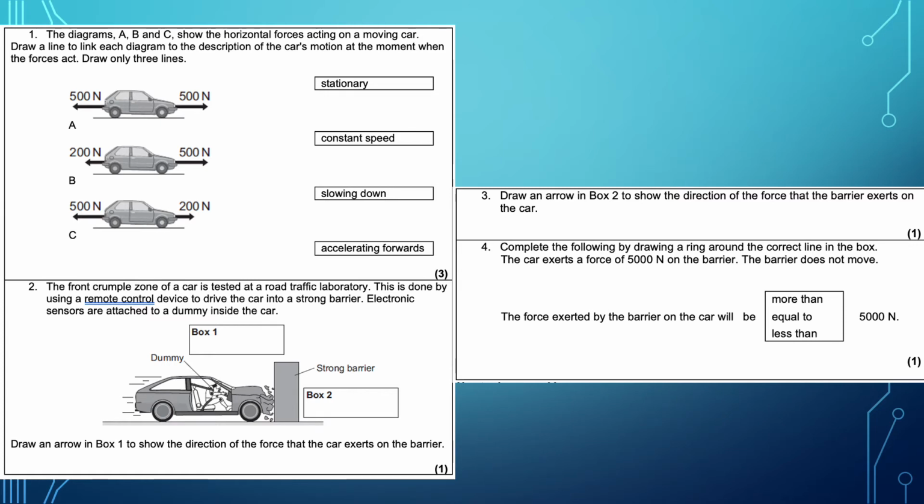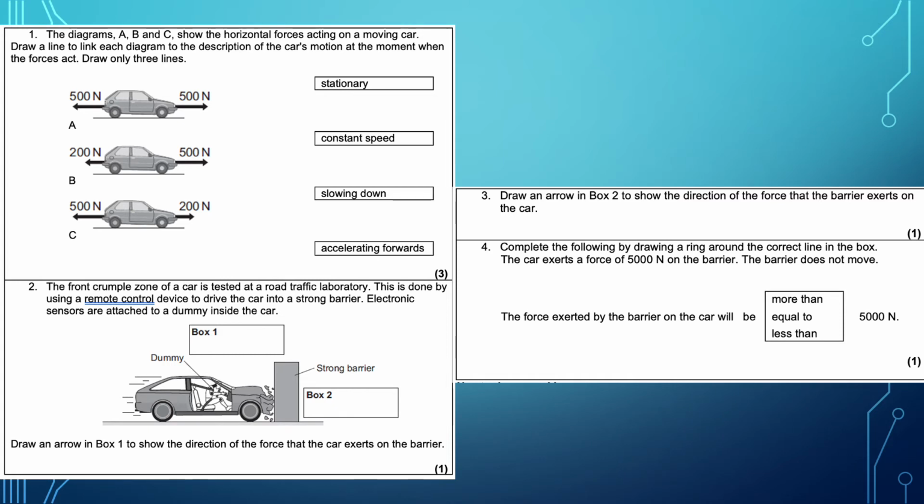So let's go down the questions here. A, you have 500 newtons going forward and backwards. So is this at rest? Is it constant speed, slowing down, or accelerating? Now, the first thing you should do is recognize that the first 2 options, stationary and constant speed, are only for those that have a resultant force of 0. And then if it's slowing down or accelerating forwards, those are the ones where the resultant force is not 0. So for A, you only have 2 options really. Is it stationary or is it constant speed?